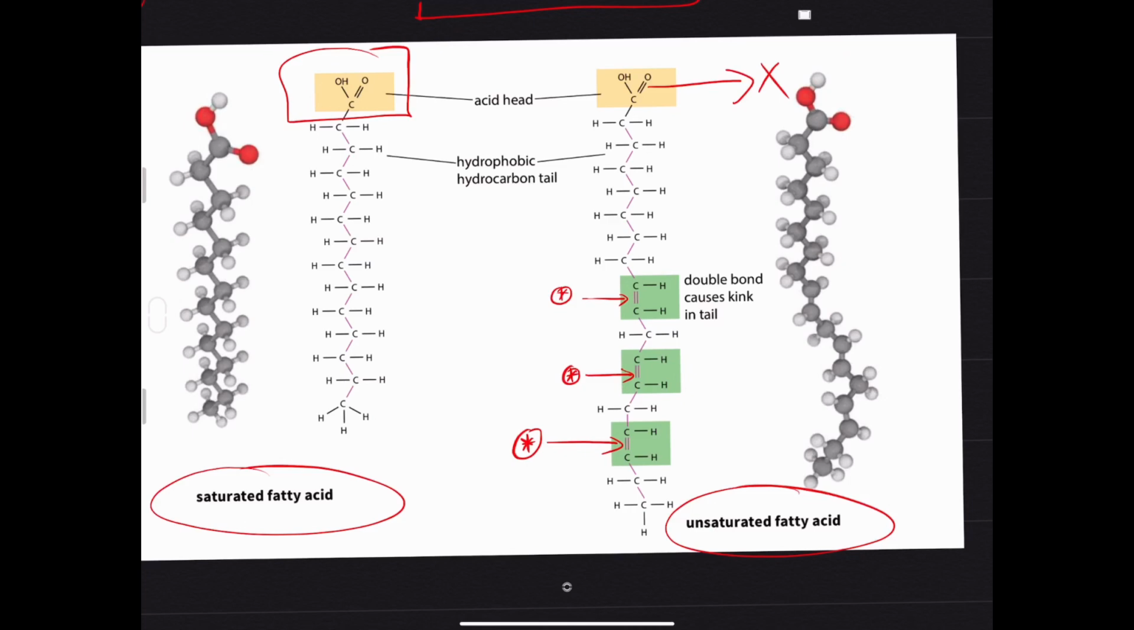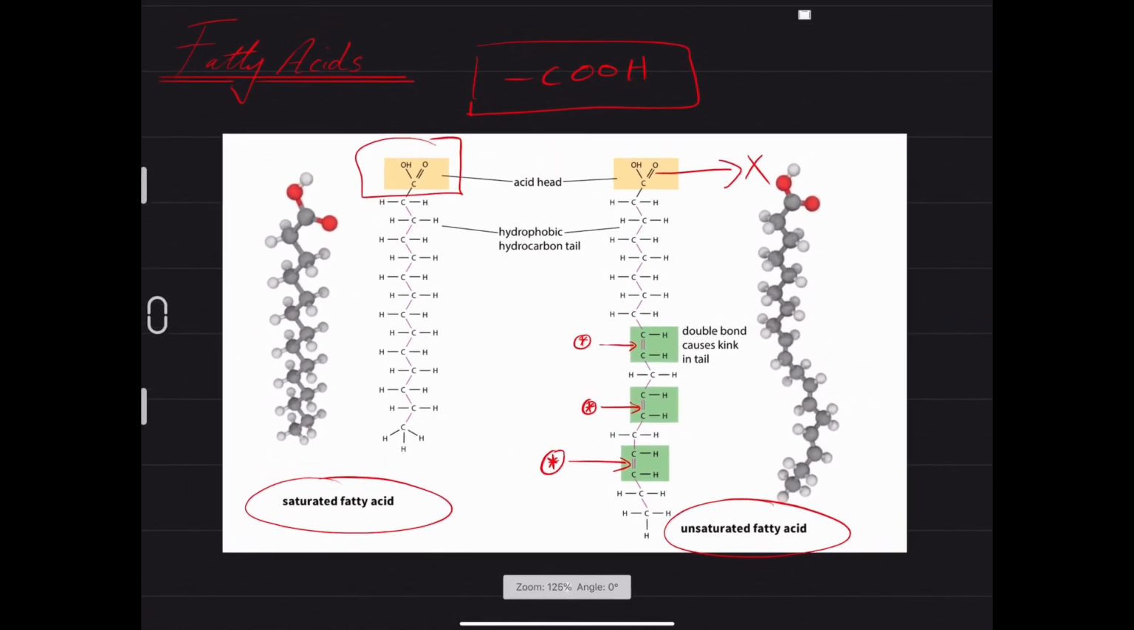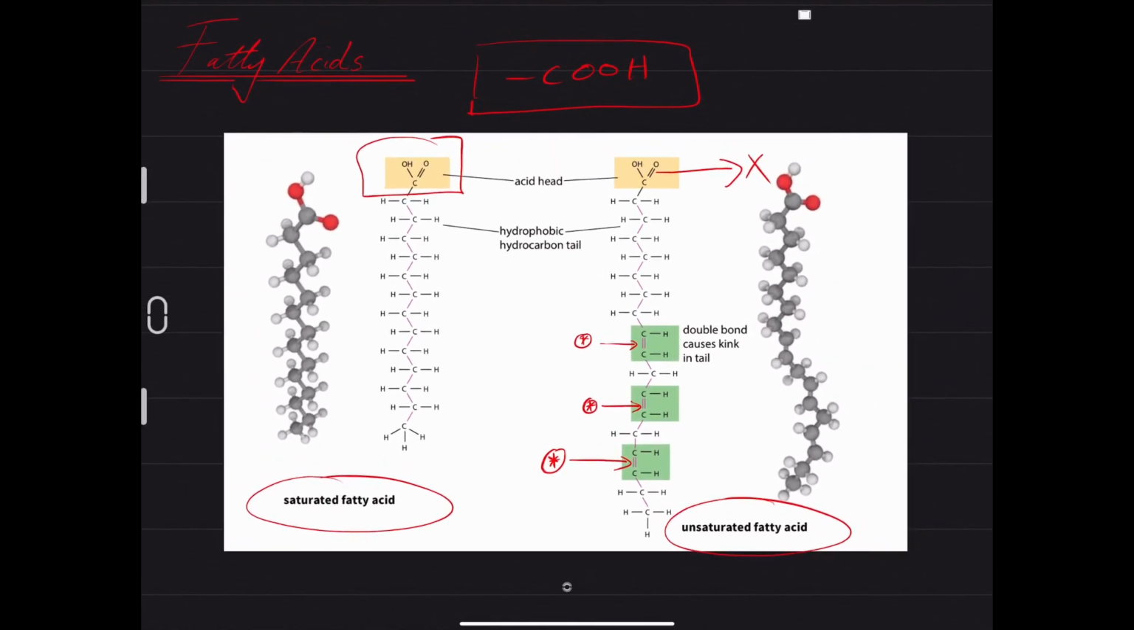And if it's got a double bond, it's called an unsaturated fatty acid. If there are no double bonds, it's called a saturated fatty acid. And this has huge implications in terms of the structure of the final lipid, whether it's also going to be a solid or a liquid, but also it has huge implications for our health.